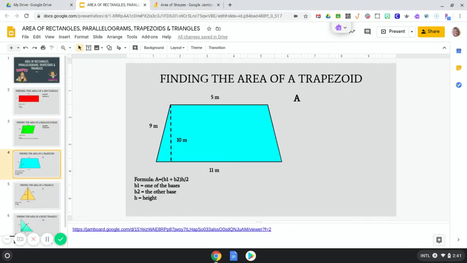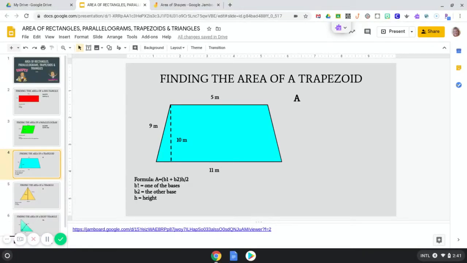Here we are finding the area of a trapezoid. The formula looks a little tricky, but it's really not that bad. It is the area equals base 1 plus base 2 multiplied by the height, and then I'm going to take half of that. I'm going to divide that by 2.